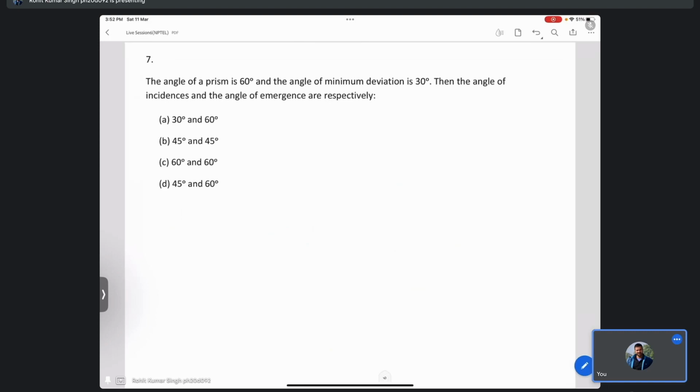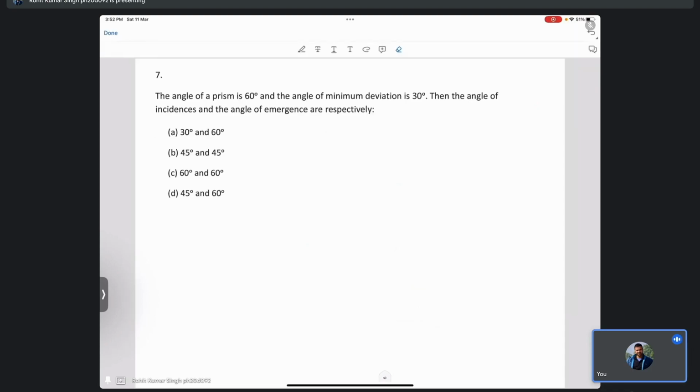Okay, then we have here one problem, that the angle of prism is 60 degree. So this is not a thin prism, so the formula that I derived will not be applicable here. So angle of prism is 60 degree, and the angle of deviation, minimum deviation, is 30 degree. So then the angles of incidence and angle of emergence are respectively. So we are asked I and angle of emergence.